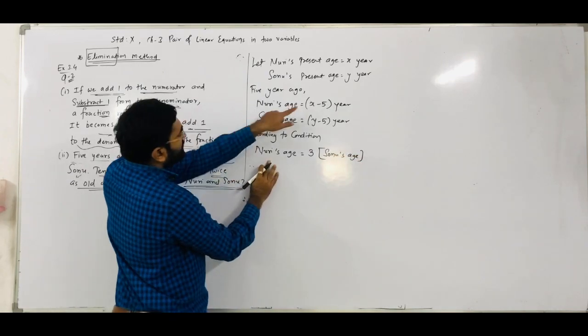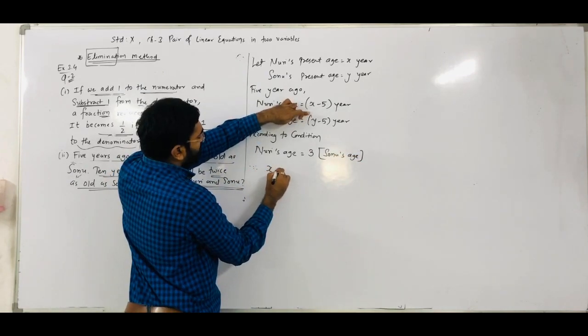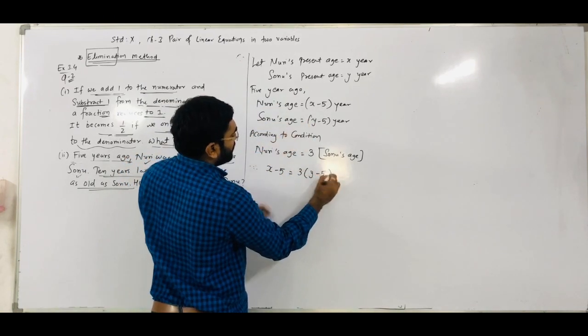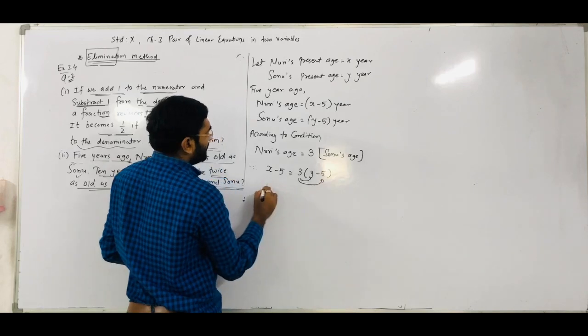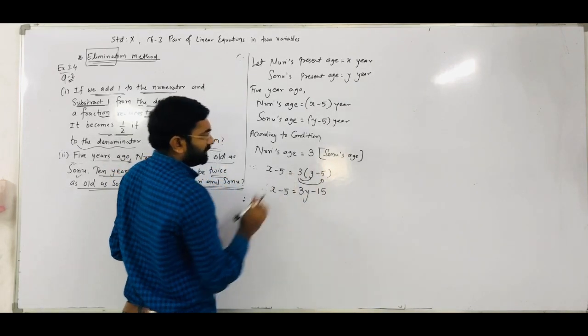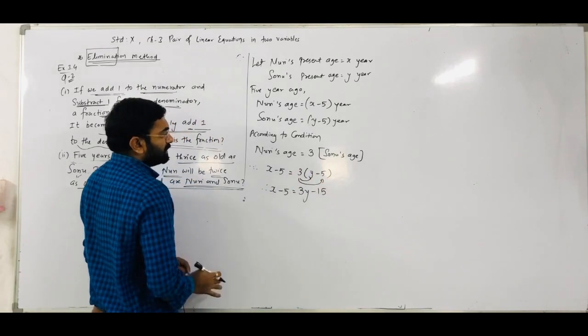So we write Nuri's age right now, before 5 years, is x minus 5, which is equal to 3 times Sonu's age, y minus 5. That y we multiply inside. So x minus 5 is equal to 3y minus 15, because 3 times minus 5 is minus 15.